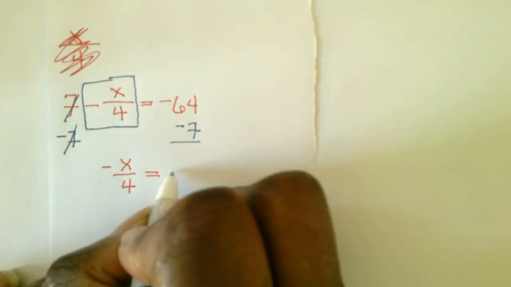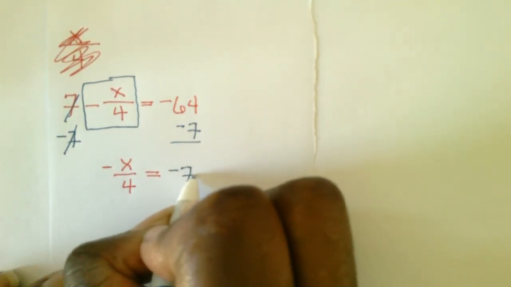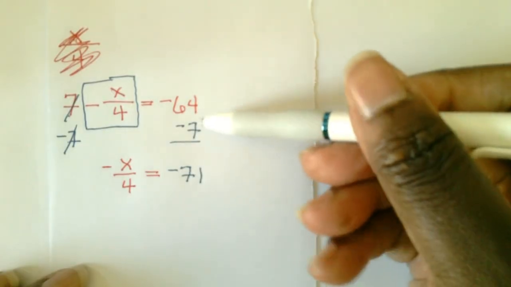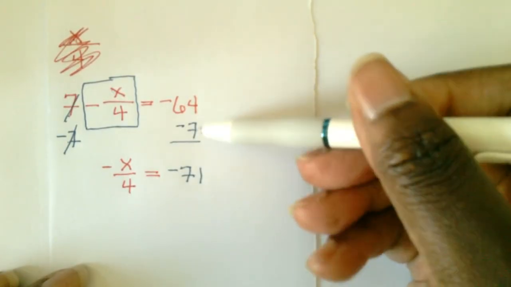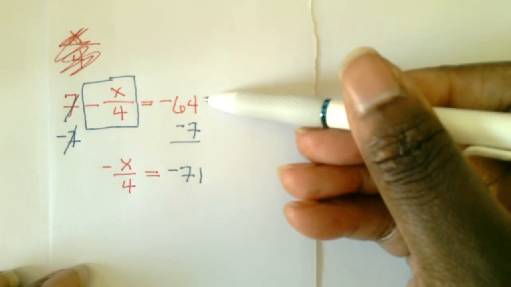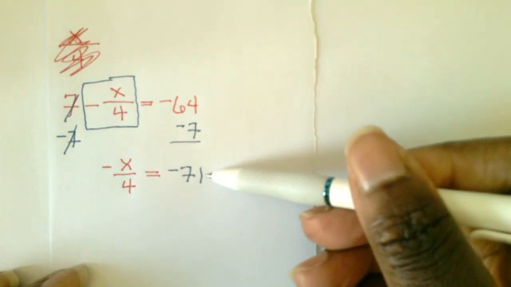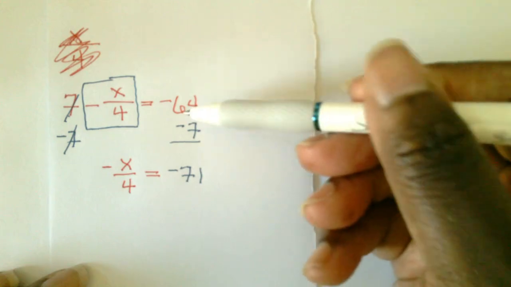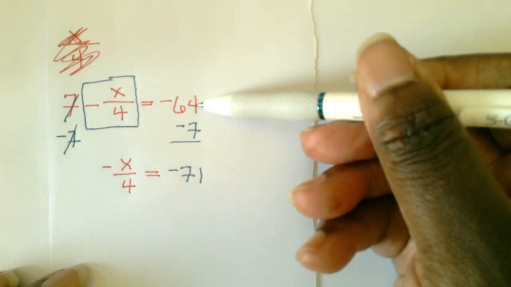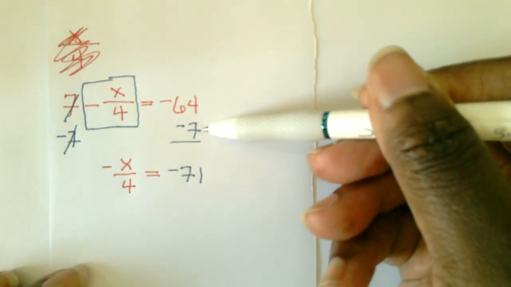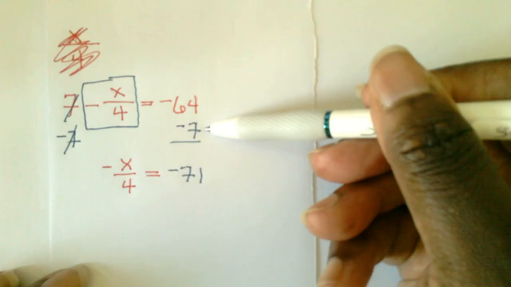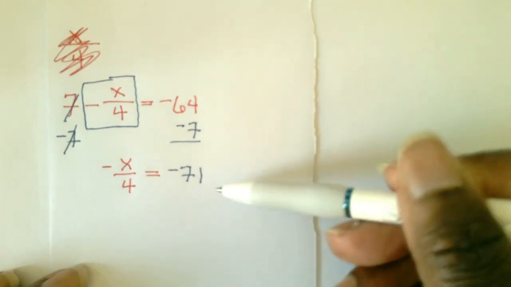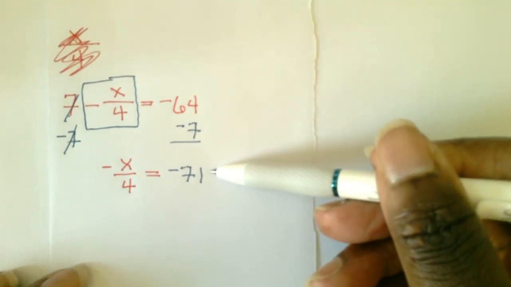Okay, so we have our negative 71. When you're combining and they're both the same signs, you're adding them together and keeping the sign. Think of the debt, okay? If you owe somebody $64 and for some sick and twisted reason, they loaned you another $7, so now you owe them $71.